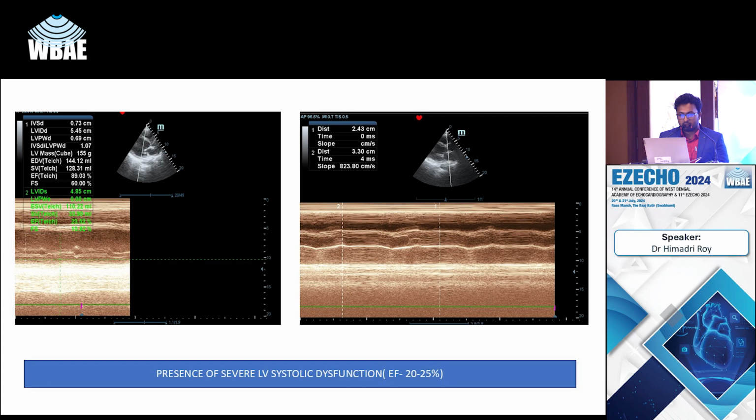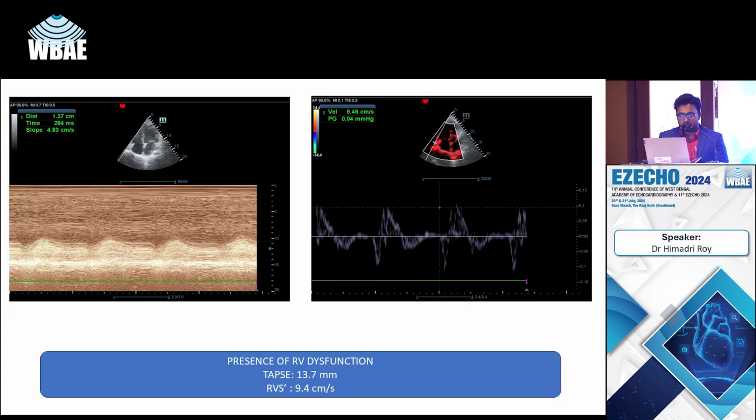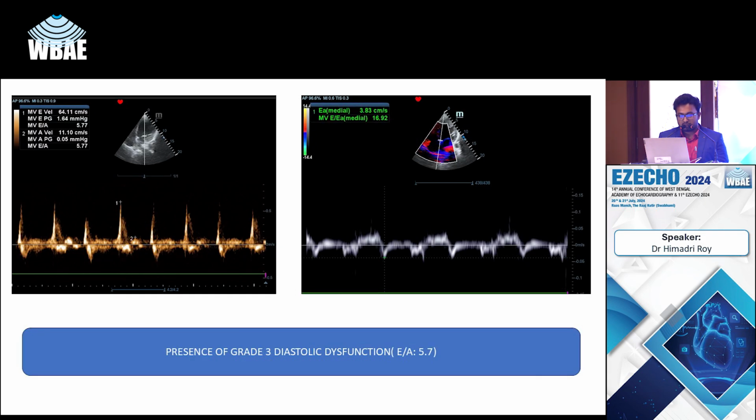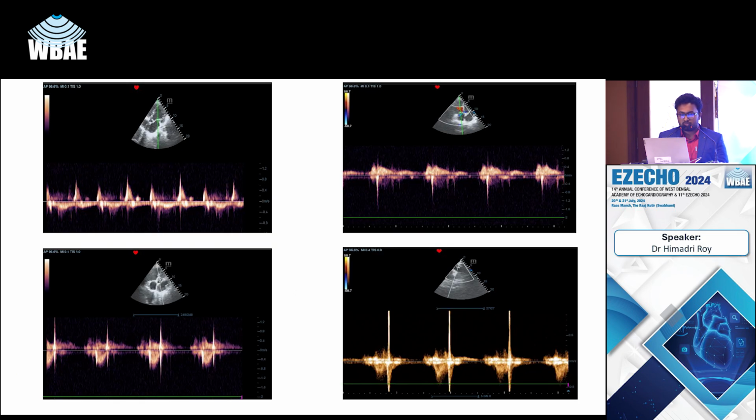Further echocardiographic parameters show severe LV systolic dysfunction, around 20 to 25%. RV dysfunction was present with TAPSE of 13.7 and RV S prime of 9.4 centimeter per second, and there was grade 3 diastolic dysfunction. On valvular assessment, there was only trivial TR.